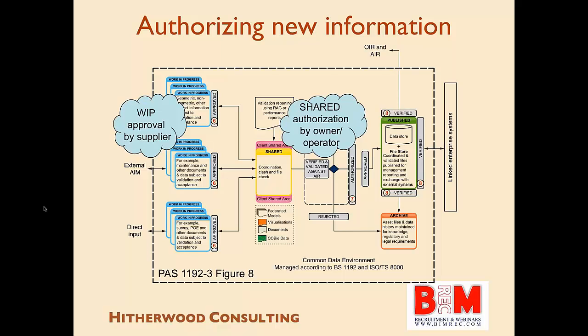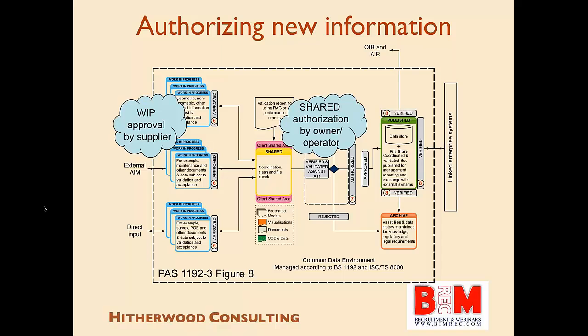If it's all fine and everything's okay, then it gets accepted and approved, and it goes through the authorized box, and it ends up in the published part of the common data environment. That's the green box on the right-hand side. And from there, it can then be used. It's been quality assured and checked, and it's all like it should be, and it's then part of the information repository that can be used to answer the organizational questions and the stakeholder needs that set this whole process running in the first place.